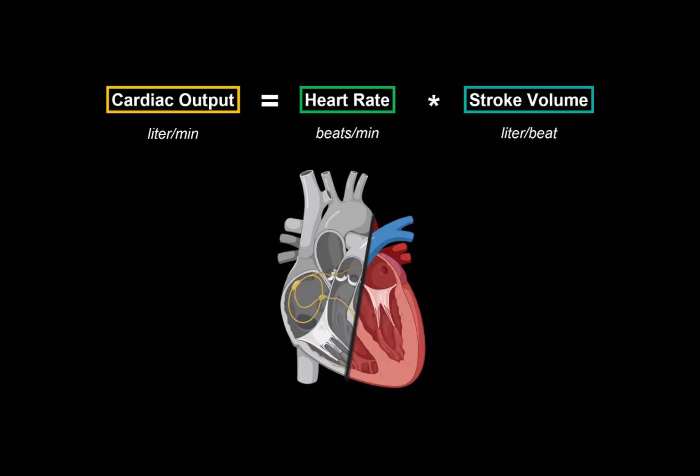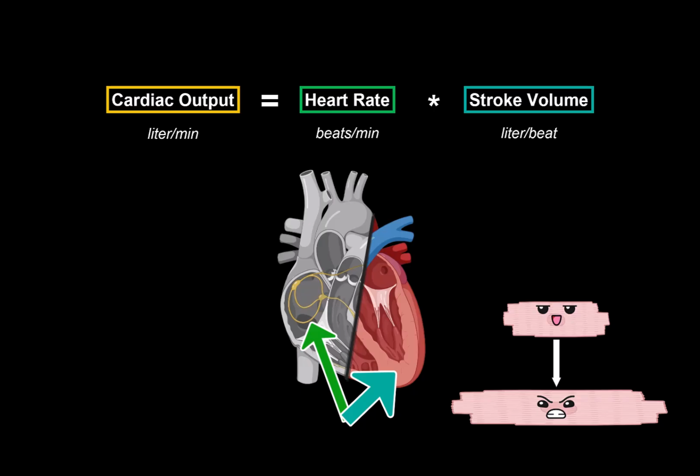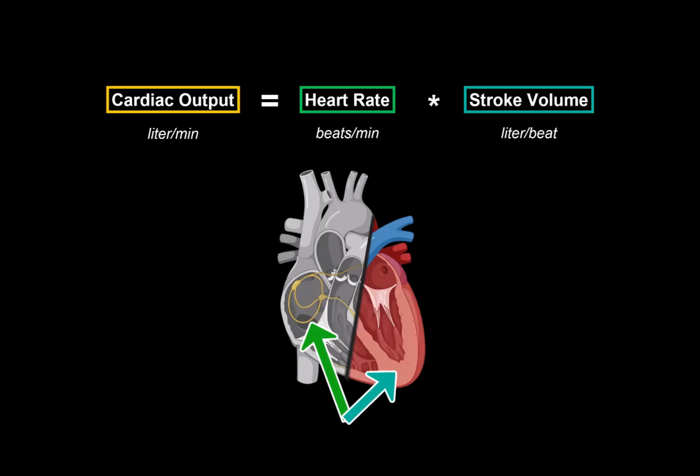Now, we are quite complex organisms, and a change in the function of one of these features almost always changes the other one. Some factors can favor one of these more than the other, like if the temperature changes, the heart rate increases, and if the myocardium is stretched, the contraction increases. But inevitably, all factors influence both of these to a certain degree. And there are a whole lot of factors that can influence the cardiac output.